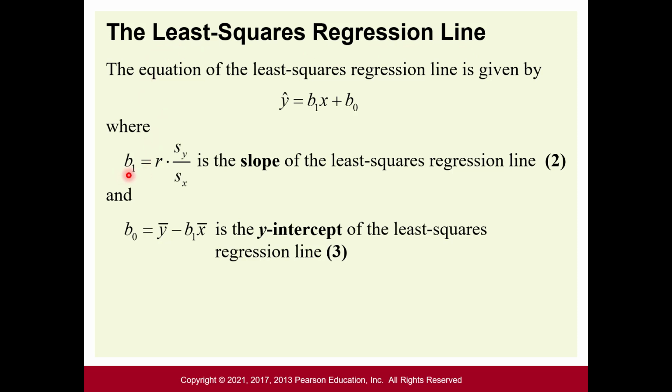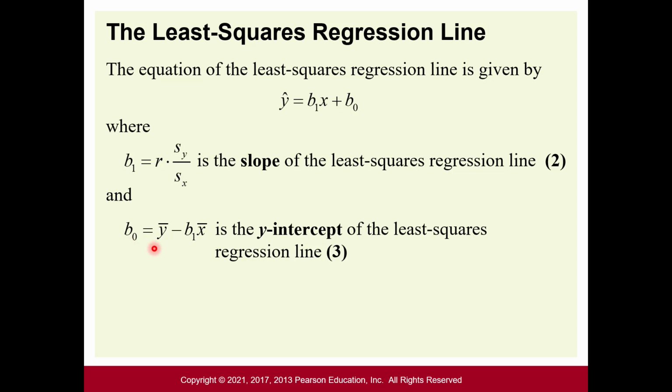So the slope formula for this is r times s sub y divided by s sub x. And if you recall, the s's are going to be your standard deviations. So standard deviation for the y variable divided by standard deviation for the x variable. And then if you recall from before in the past, r actually was our correlation coefficient.